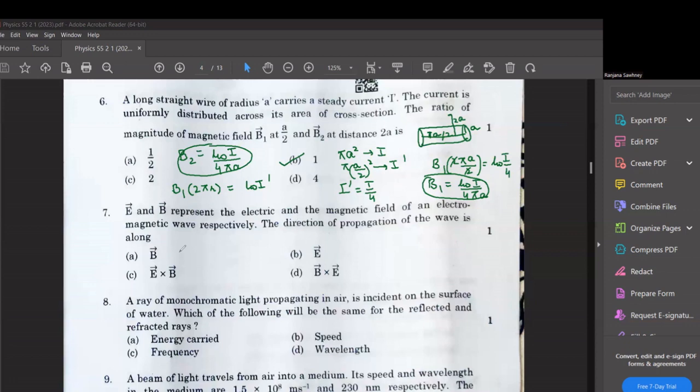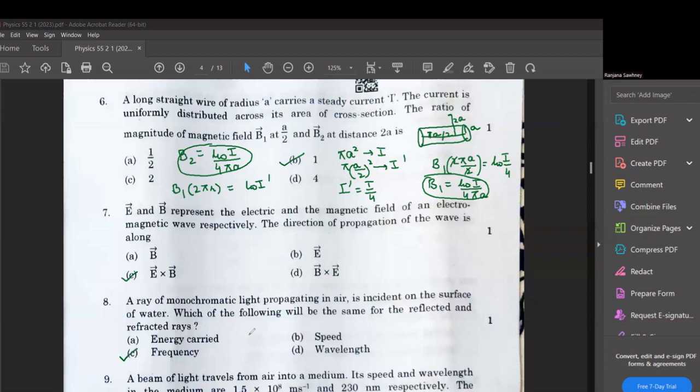Next is the direction of the propagation of the electromagnetic wave. We know it is along E cross B. Next, a ray of monochromatic light propagating in air is incident on the surface of water. Which of the following will be the same for the reflected and refracted rays? Energy changes, speed changes, wavelength changes. What remains the same for reflected and refracted? The frequency is the same.